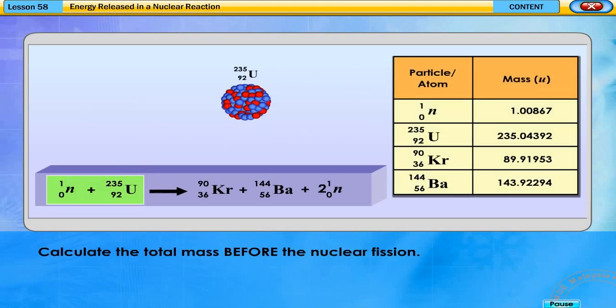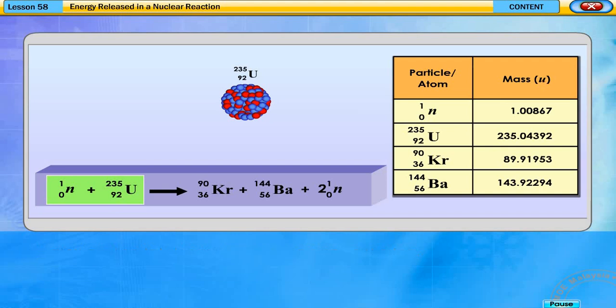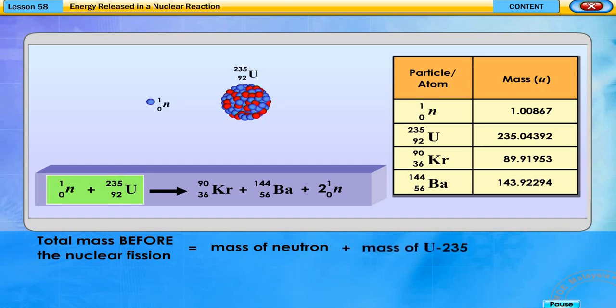Calculate the total mass before the nuclear fission. The total mass before the nuclear fission equals the mass of a neutron plus the mass of uranium-235. Thus, the total mass before the nuclear fission equals 236.05259 atomic mass unit.